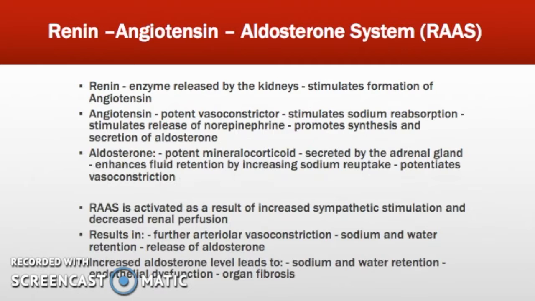The renin-angiotensin-aldosterone system is activated as a result of increased sympathetic stimulation and decreased renal perfusion. This will result in further arterial vasoconstriction, sodium and water retention, and release of aldosterone. Increased aldosterone levels lead to sodium and water retention, endothelial dysfunction, and organ fibrosis.